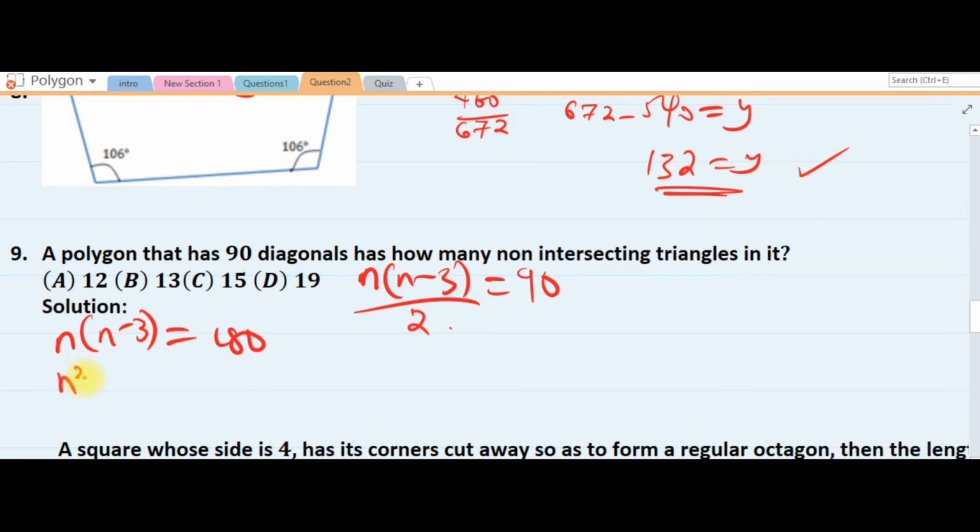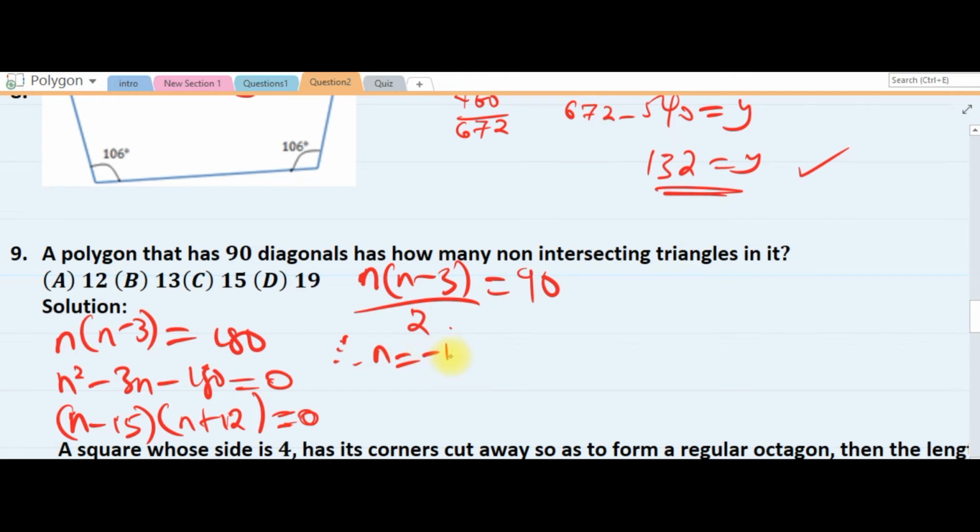So I have n squared minus 3n minus 180 must give us 0. So we'll form a quadratic equation. I think we can factor. We have n minus 15 times n plus 12 equal to 0. So finally, therefore n must be minus 12 and 15. But I told you the number of sides of any polygon is always positive and it must be greater than 3. So n is 15, not minus 12.